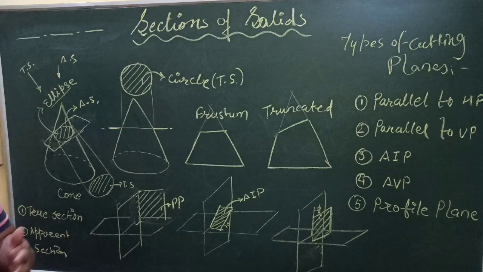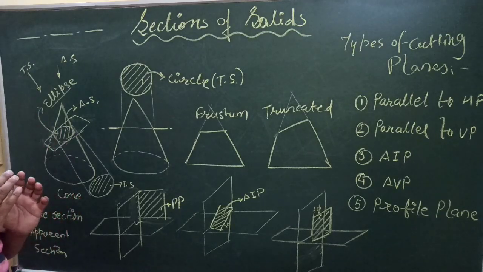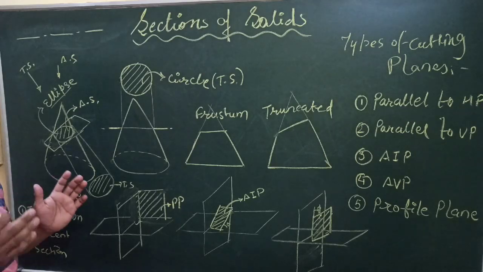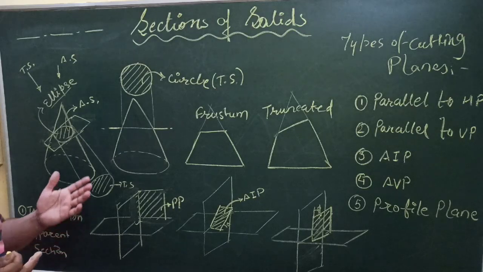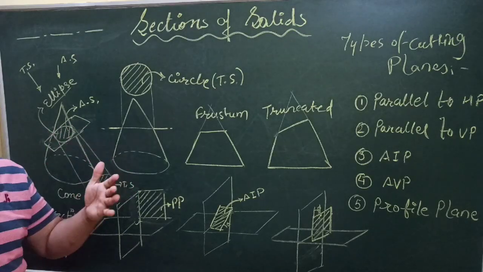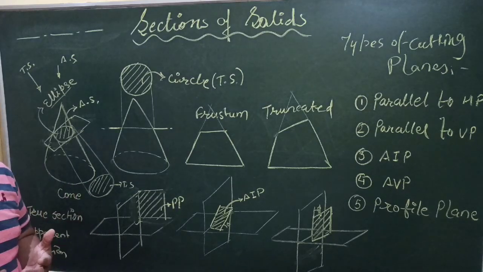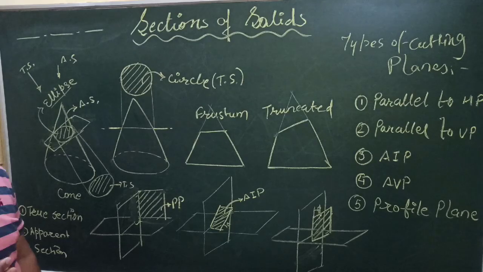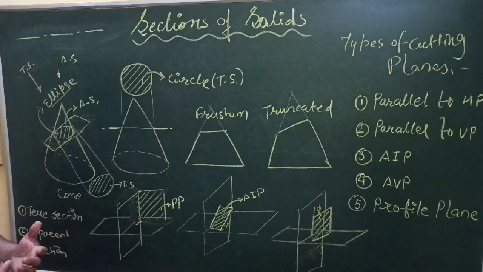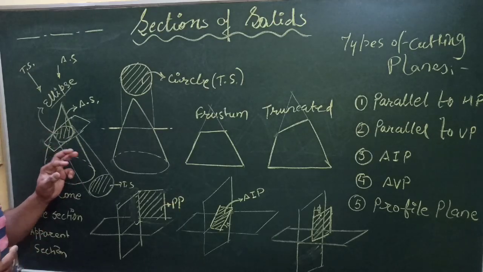Say for example, you want to see the internal structure of an engine, an IC engine or any engine, then you can draw sections of that engine and you can observe, you can study what is there inside. So sections are nothing but cut parts of solids. Now there are many methods in which sectioning can be done. So let us start with the cone itself, because we are talking about conic sections.